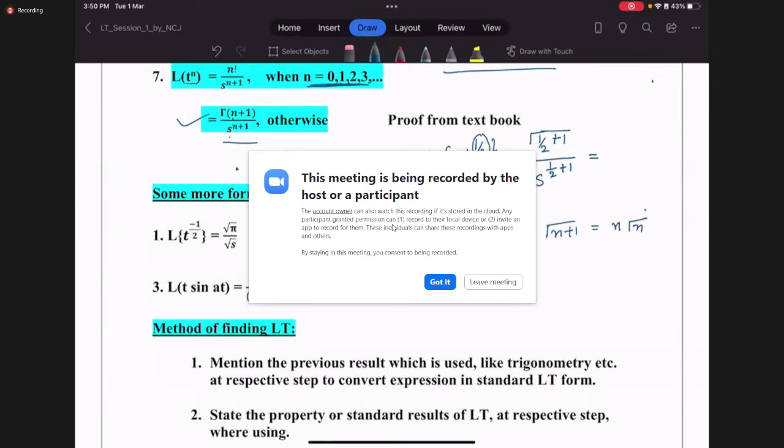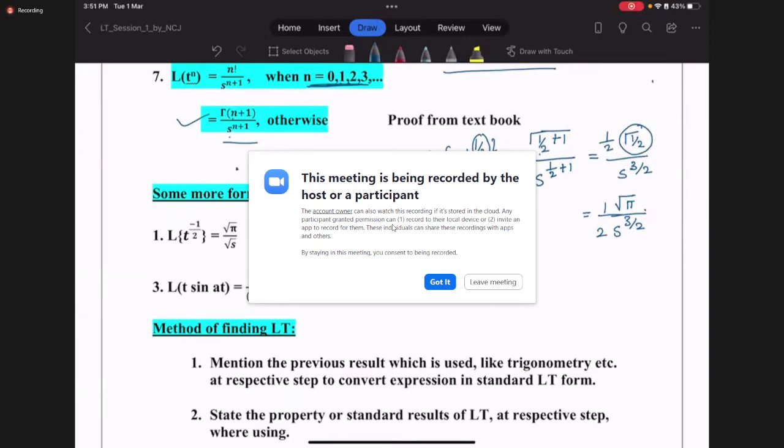हाँ, सो हम क्या लिखेंगे? What is my n? Half. तो I will write half, gamma half upon s raised to 1 by 2 plus 1 gives me 3 by 2. What is the value of gamma half? Root pi. And 1 upon 2 s raised to 3 by 2 root pi. Yes or no? Yes, ma'am.